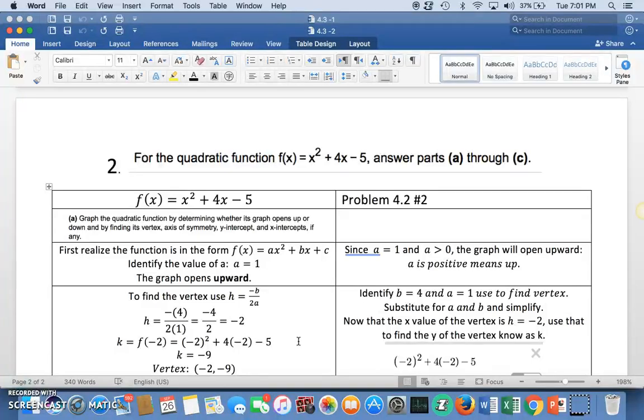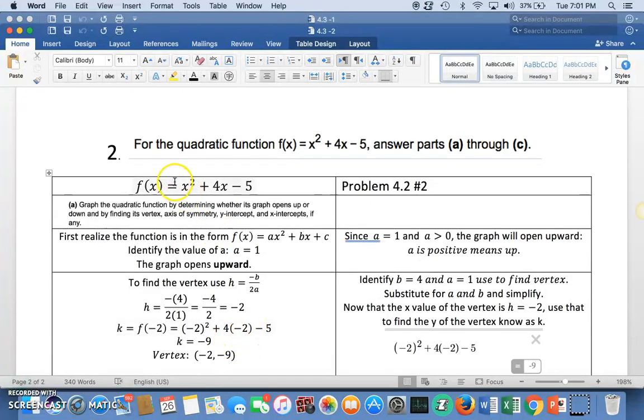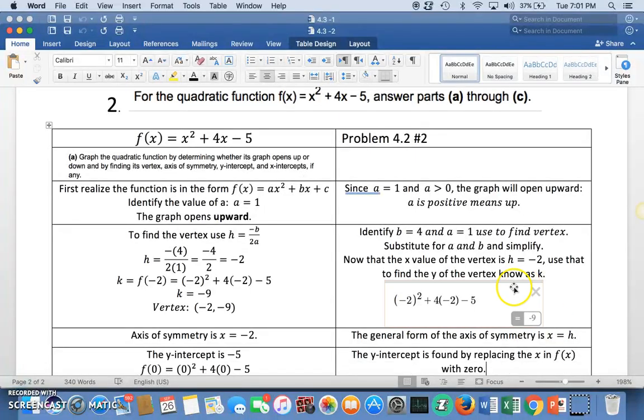Then you would need to substitute that negative 2 into the original function and find the k value, because it is the y or the function value. This is 4 minus 8 minus 5. 4 minus 8 is negative 4, minus 5 is negative 9, so the vertex here would be (negative 2, negative 9). If you felt like you had to, you could put it in the calculator and find out that it is negative 9.